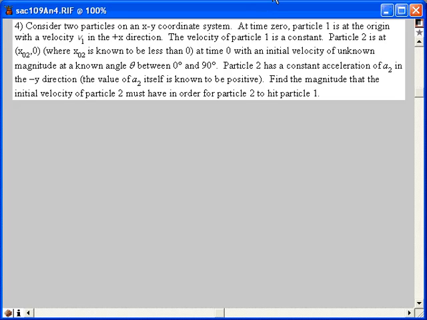Okay, let's have a crack at problem number 4 from set sac109. We've got a particle at the origin of a coordinate system. Go ahead and draw the coordinate system in there. Call that the plus x direction, the plus y direction, and particle number 1 is at the origin, moving in the plus x direction with a velocity v1, which is constant.